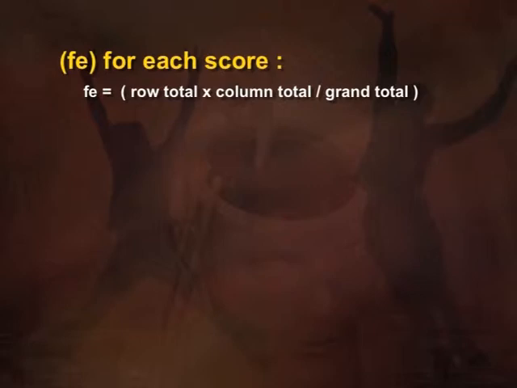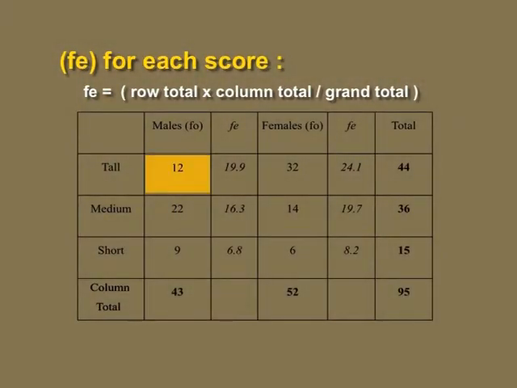And then calculate the corresponding expected frequencies, that is Fe, for each score. To calculate Fe for the score 12, we need to multiply the row total 44 into the column total 43 divided by the grand total 95, which gives us the expected frequency of 19.9. Likewise, we calculate Fe for the score 22. We need to multiply the row total 36 into the column total 43 divided by the grand total 95, which gives us the expected frequency of 16.3.